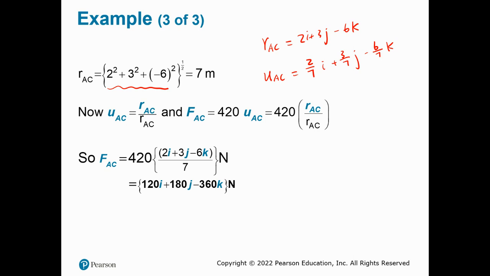Okay, and because force AC passes through point A and point C, you take the magnitude of that, 420, multiplied by this UAC. So the force vector FAC is going to be the magnitude, which is 420, multiplied by the unit vector AC, which is what we just did. And it's written in this PowerPoint as well.